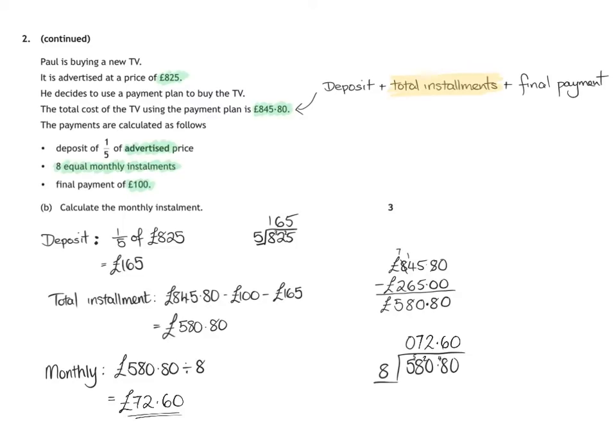Marks here for this question. First one for doing the 1/5 of 825. Second one for finding the total of all the instalments together. And then the final one is for dividing by 8 to get your £72.60.